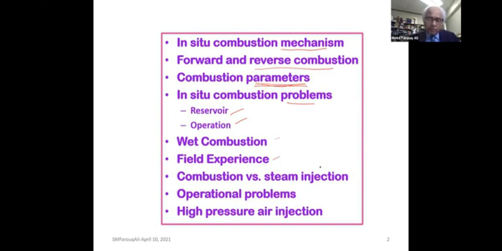And we'll say one or two words about combustion and steam injection comparison. And finally, the operational problems. And the last item is high pressure air injection, which you could call a variation of in situ combustion, but it's a different kind of process.